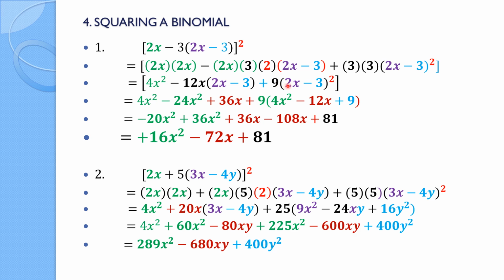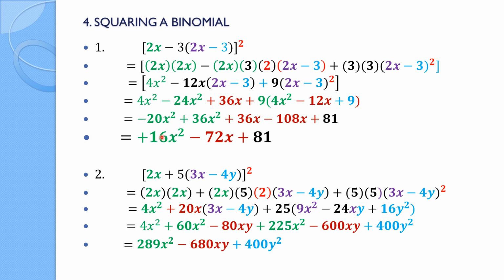So 2x times 2x gives me 4x squared. 2x times minus 3, which gives me minus 6, times 2, which then gives me minus 12x. Negative 3 times negative 3 would then give me positive 9. So from there, minus 24x squared plus 4x squared would give me minus 20x squared. 9 times 4x squared gives me 36x squared. Then I have 36x. 9 times negative 12x, which gives me negative 108x. And then 9 times 9, which is 81.